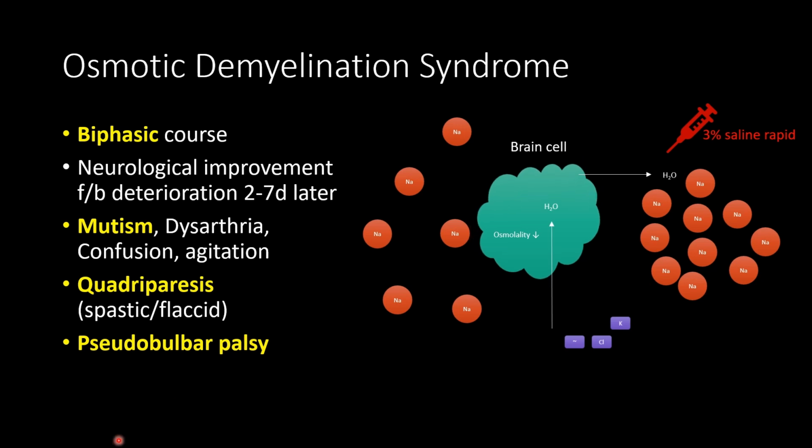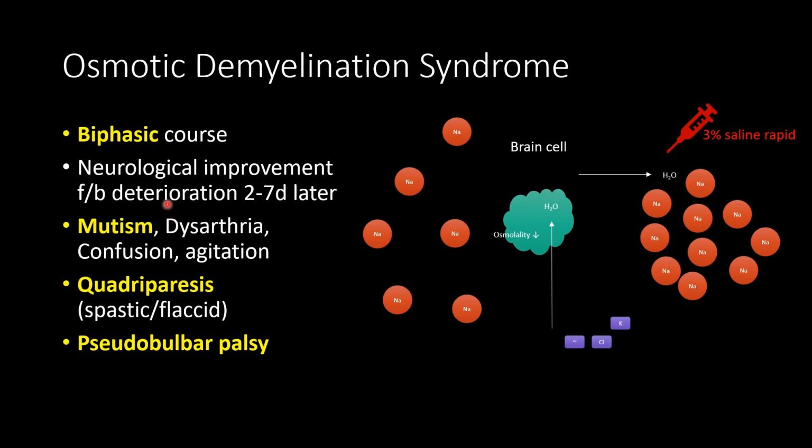As the cell shrinks, the brain cells will detach from the meninges, and from the blood vessels in the brain. As a result, there will be osmotic demyelination syndrome. There will be intracranial hemorrhages and all those things. Osmotic demyelination syndrome is characterized by a biphasic course, because there is transient initial neurological improvement followed by deterioration over the next 2 to 7 days. The characteristic clinical findings are mutism, dysarthria, confusion, agitation, quadriparesis, and pseudobulbar palsy. These are the classic manifestations of osmotic demyelination syndrome.